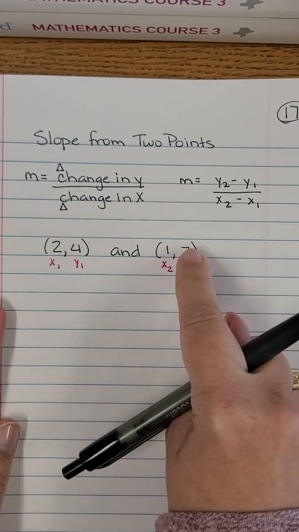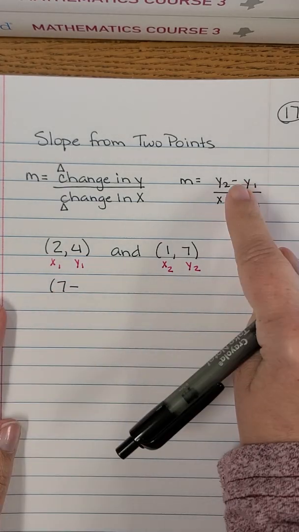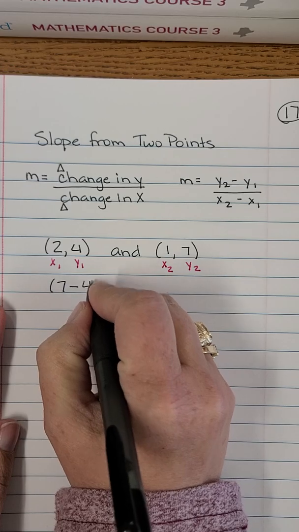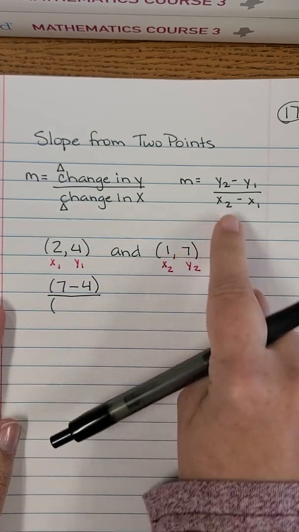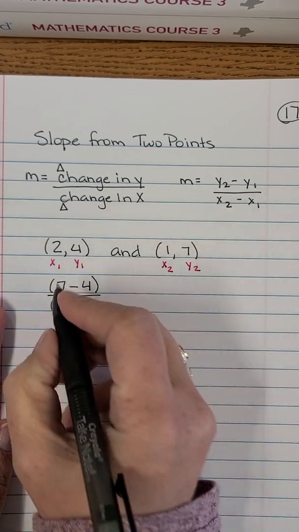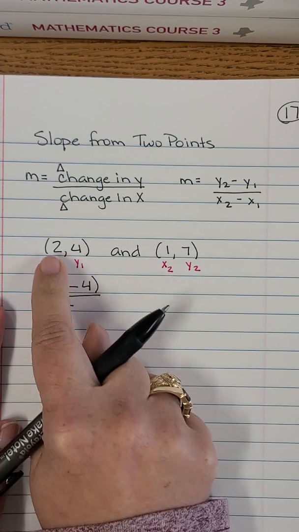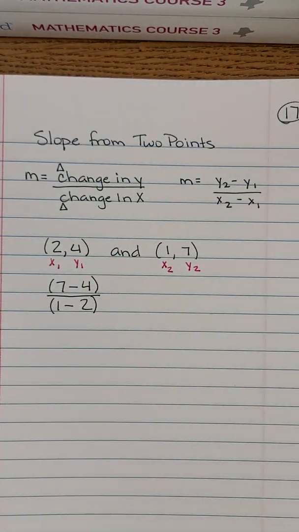Okay, so we have y2. So here's our y2. It's 7 minus our y1. My y1 is 4 over x2. Okay, so we go to our x2, and my x2 is 1, minus x1. My x1 is 2. Okay, this is where your calculator comes in handy.